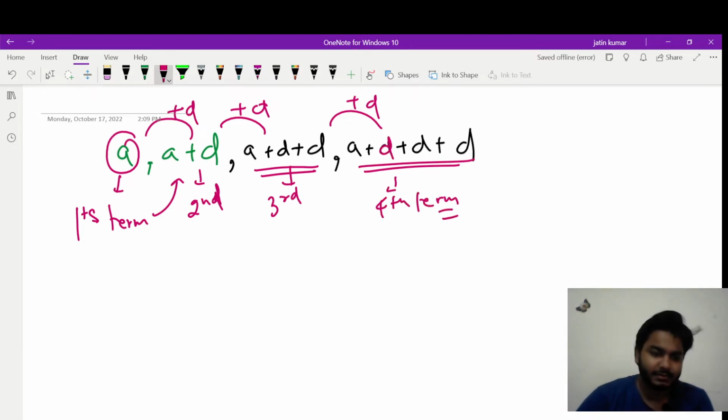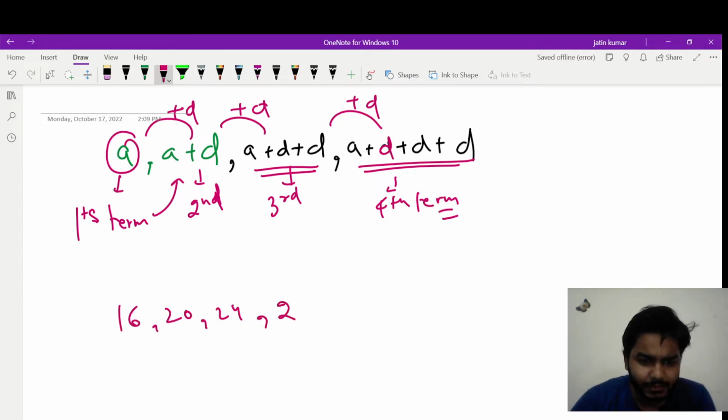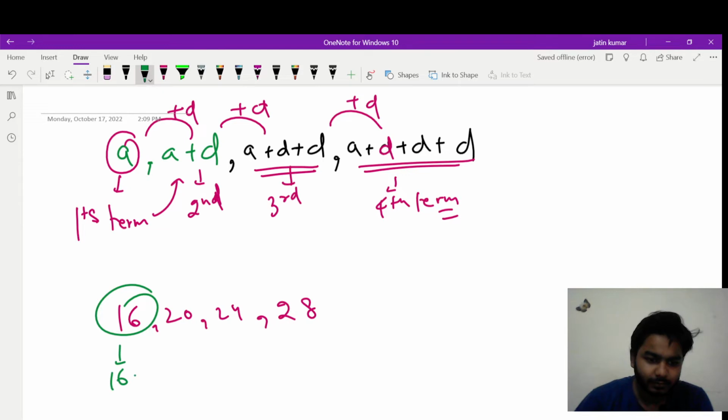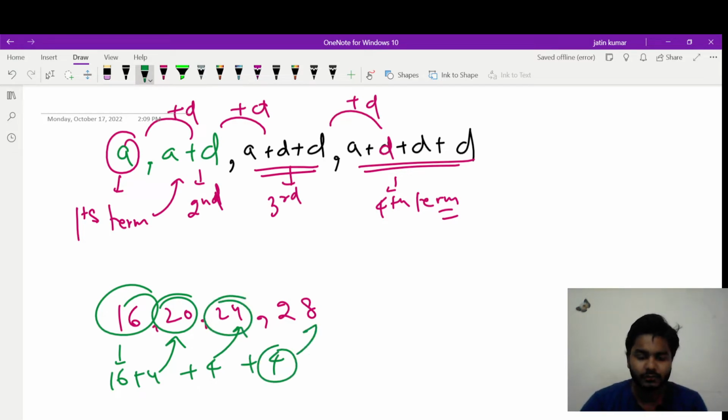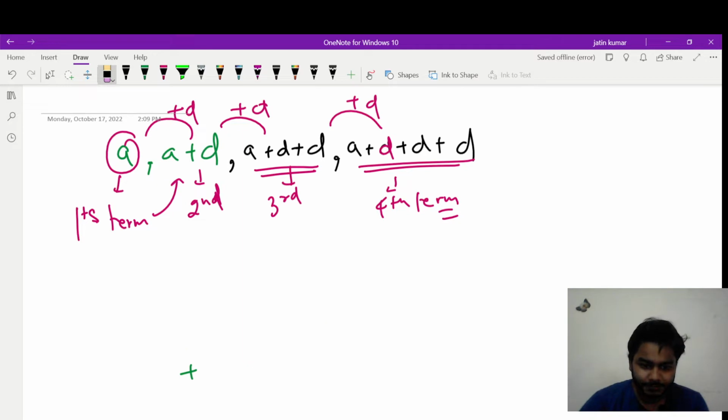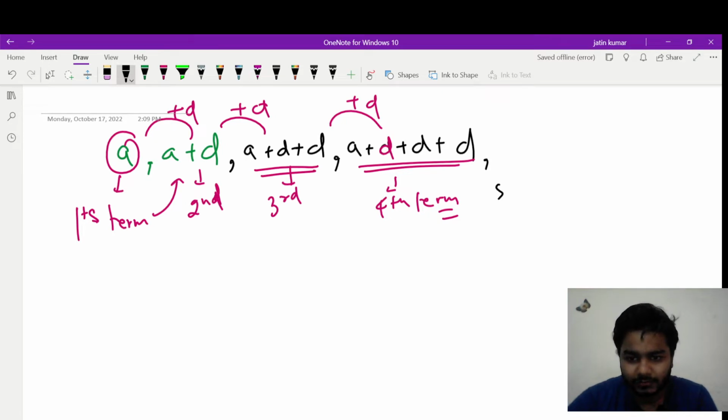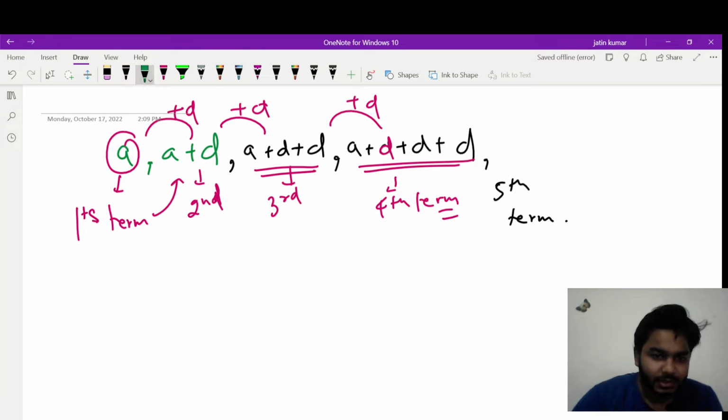Suppose for example I take 16, 20, 24, 28. Here A is 16, and if you add 4, you will reach the second term, that is 20. If you add one more 4, you will reach the third term, that is 24, and if you add one more 4, you will reach the fourth term. So we keep adding D to each term to reach the next term. If you add one more D, you will reach the fifth term and so on. Now what you need to observe here is that it is the second term.